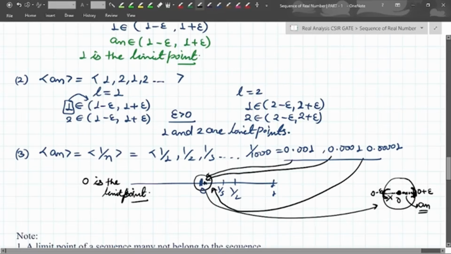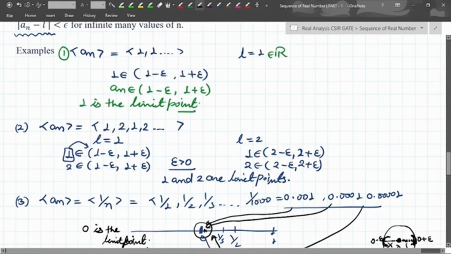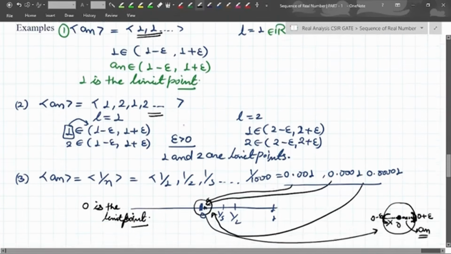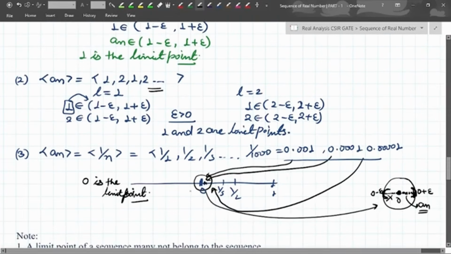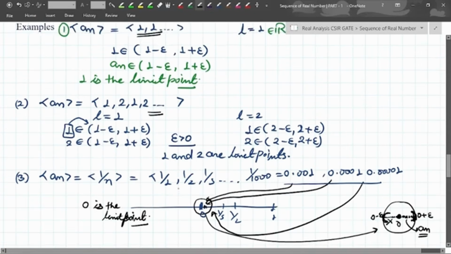Okay, but see, here my limit point belongs to the sequence. Here also the limit point belongs to the sequence. Here the limit point does not belong to the sequence. It means a limit point may or may not belong to the sequence. We have observed three things. One thing is that if a term is repeated infinitely many times, then that will be the limit point. And the second observation from this example: a limit point may be more than one.